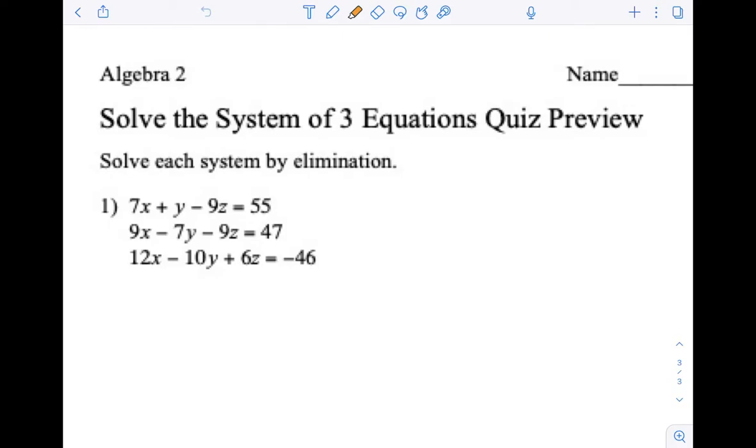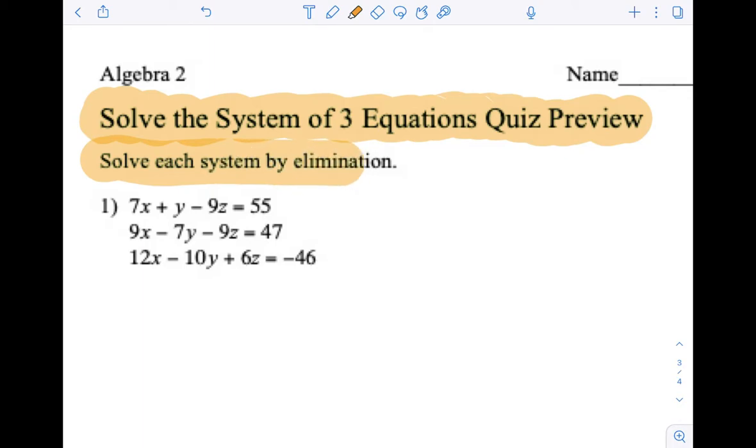Make sure you have paper and pencil out, ready to write down everything that I do in this video lesson, especially this one, because this is a quiz preview and also because this is the exact same assignment that you're going to turn in for your worksheet. All right. So we identify the name of the assignment, which is solve the system of 3 equations, quiz preview, right? And we're going to solve each system by elimination.